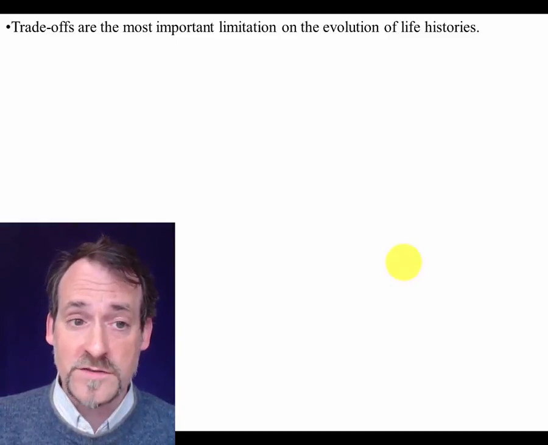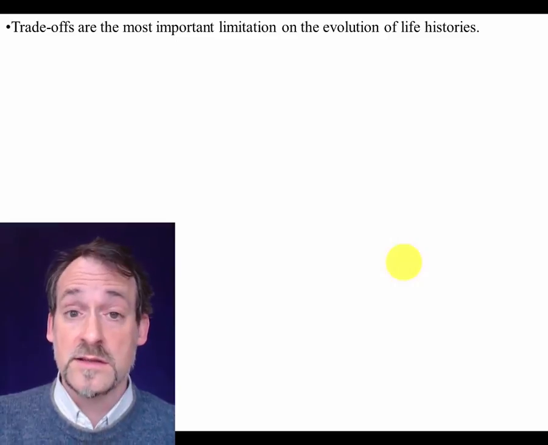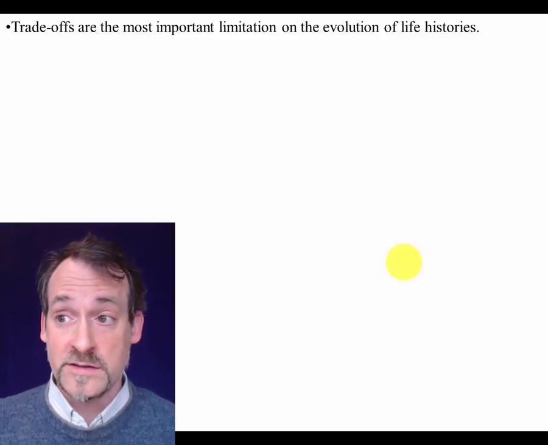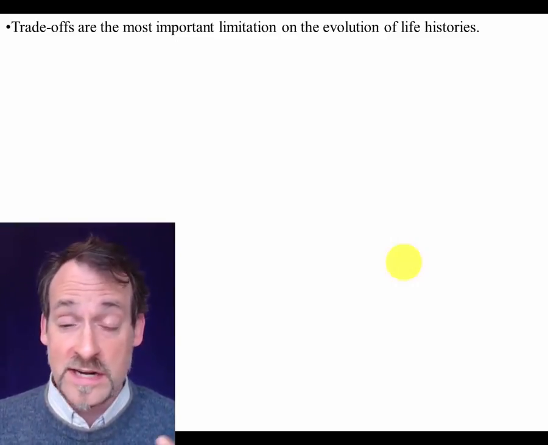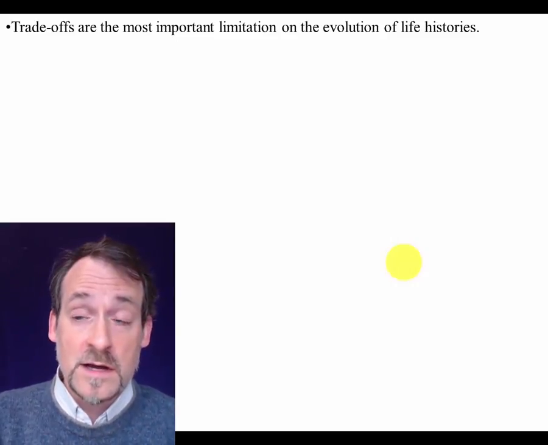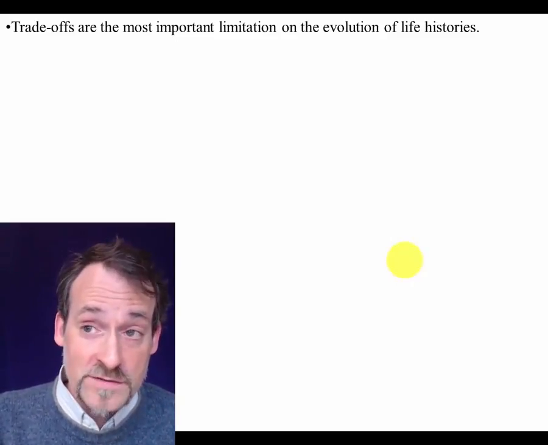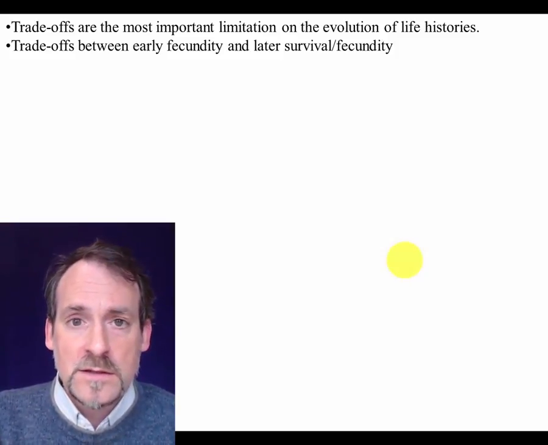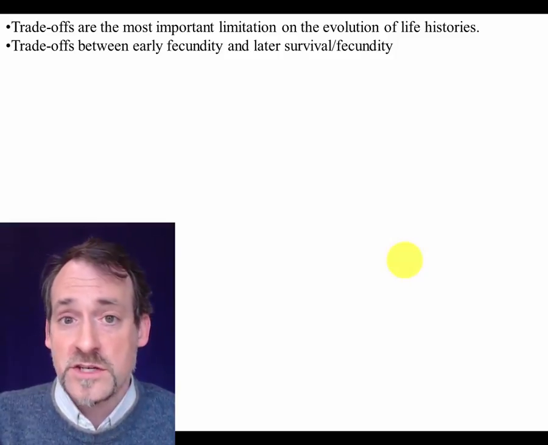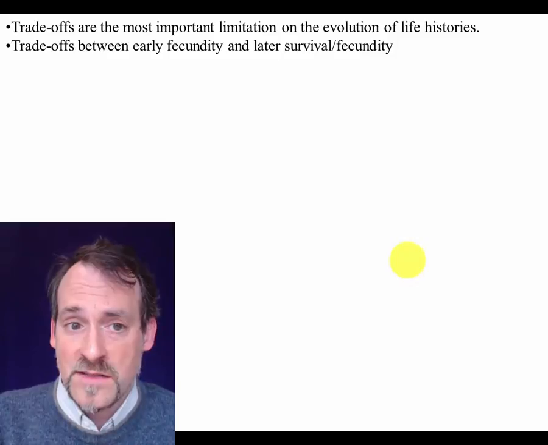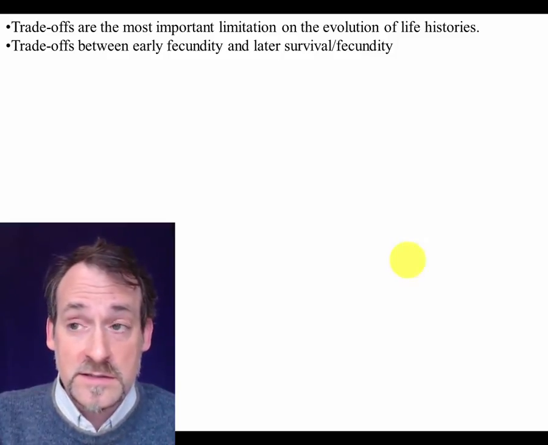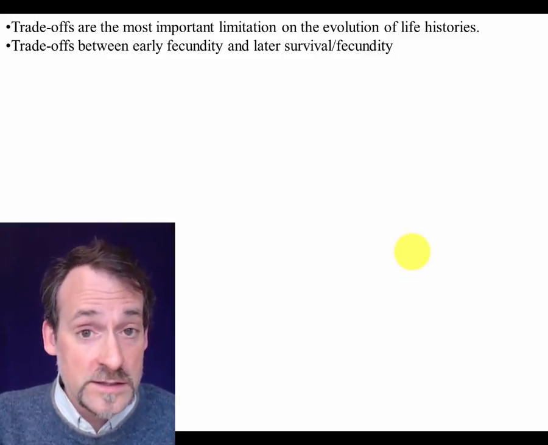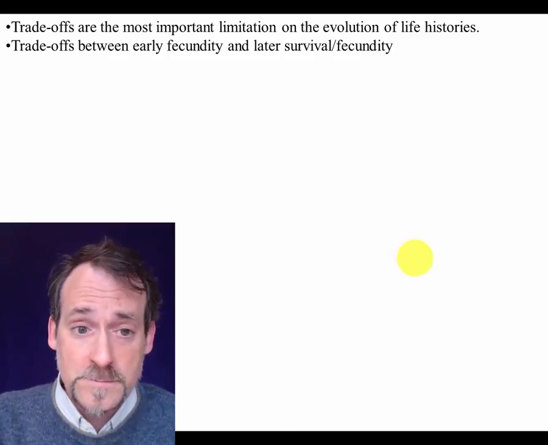In general, trade-offs are what really matters in the evolution of life histories. Obviously, if it weren't for trade-offs, every organism would live as long as it could and have as many offspring as it could at every single possible life stage. That doesn't happen because of the trade-offs that constrain where those organisms invest their limited resources. There are a few in particular that are very interesting to note. I've already talked about the fact that early fecundity tends to be favored by natural selection over later survival or fecundity. And this leads to some very interesting patterns.